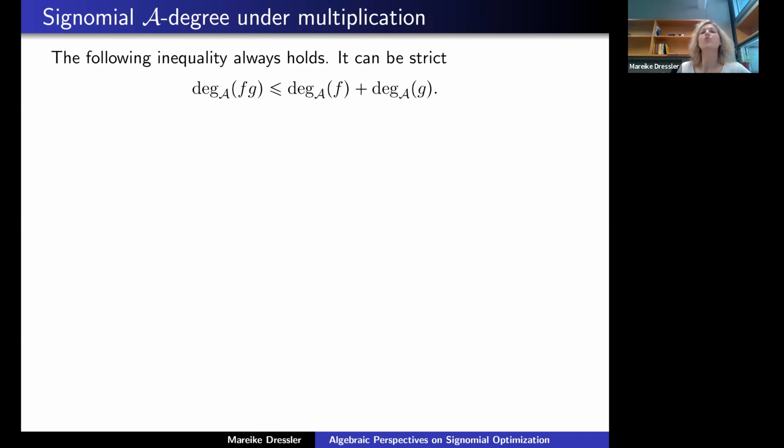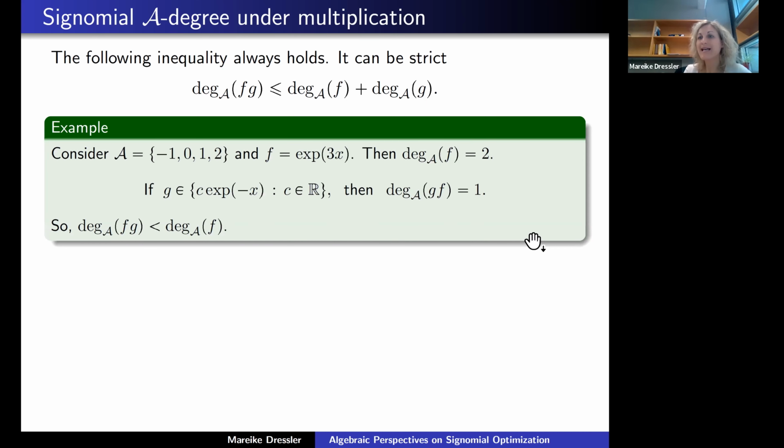Okay, so we're almost there. One thing that we found is that we have the following inequality about the A-degree. If we multiply two signomials, then the A-degree is smaller or equal than the A-degree of each of these f and g. And that is different compared to, for instance, polynomials. There we clearly have equality.